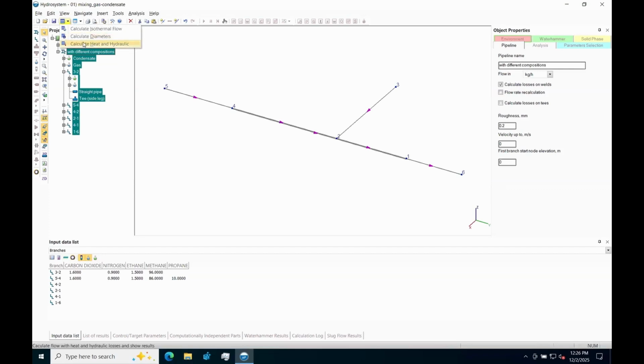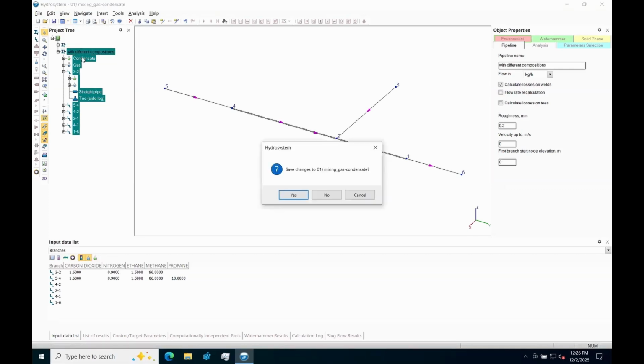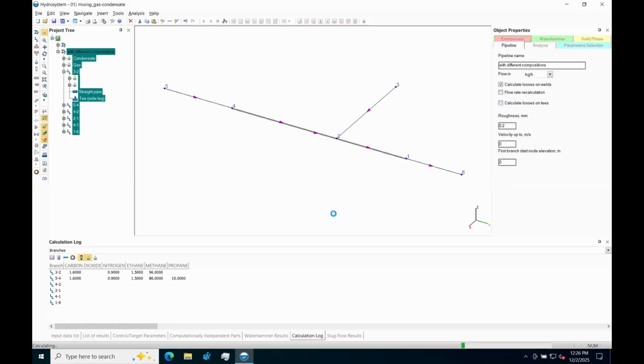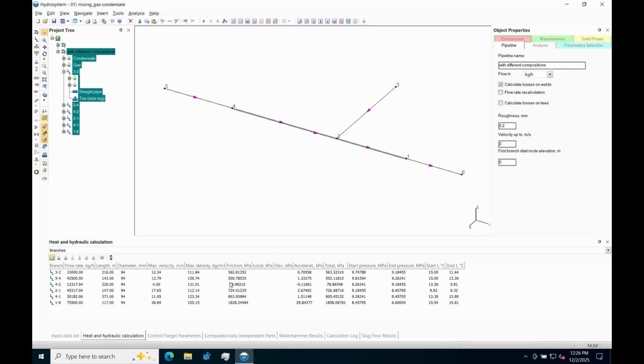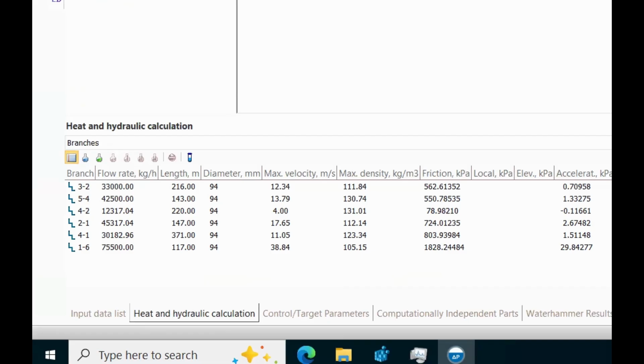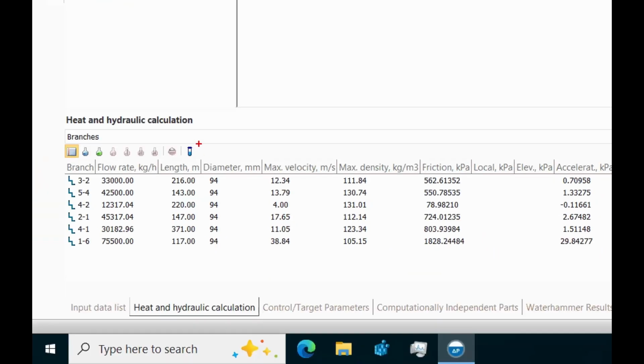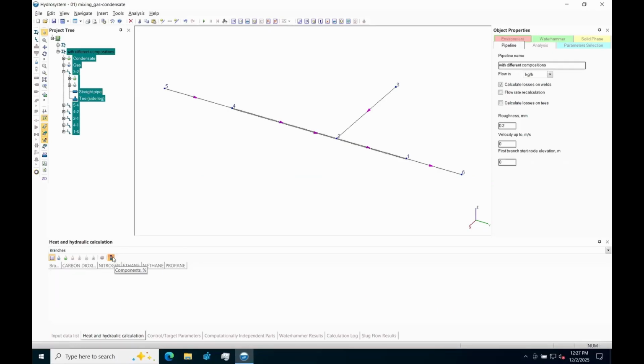Then you perform simple analysis, I don't know, heat and hydraulic analysis, something like this. Okay. And it goes like every other calculation. So the pressure drops are calculated, the velocities, etc. And you can also view what compositions you will have in each piping component.